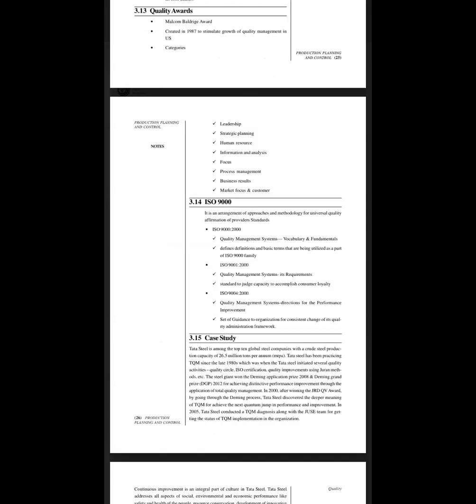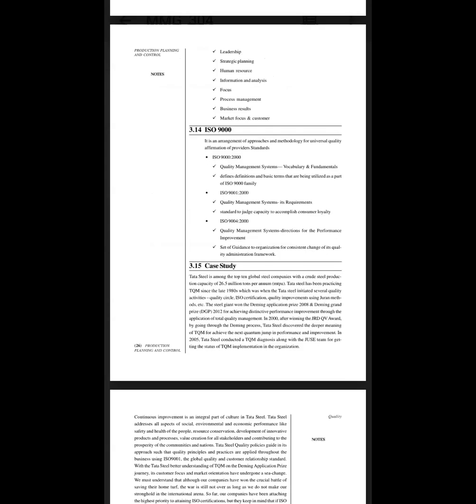Then ISO 9000. It is a set of arrangements, approaches and methodology of universal quality assurance of supplier standards. ISO 9000 is a quality management system standard to judge capacity and achieve customer satisfaction. The quality management system gives direction for performance improvement and sets a guideline for the organization for consistent change in the quality management framework. So these all are the ISO 9000.